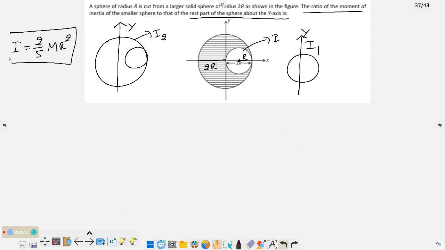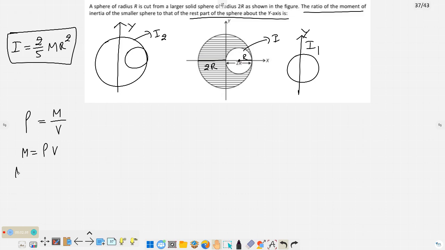Here m is the mass, so you need to find the mass of the removed portion and the mass of the actual sphere. First, without removal of the portion, I'm calculating for the original sphere. The mass particles are distributed volume-wise, so that is called volume mass density, which is mass occupied by unit volume. So mass equals density into volume.